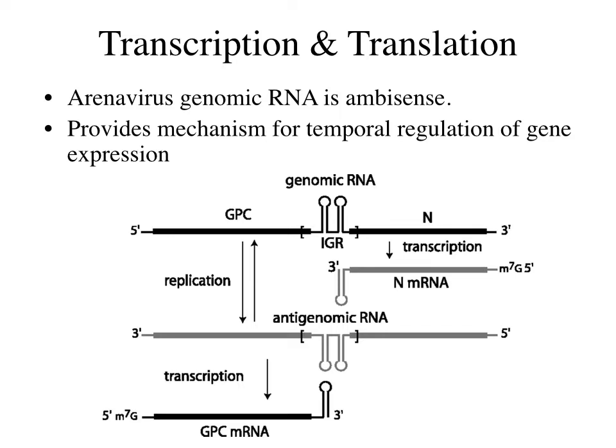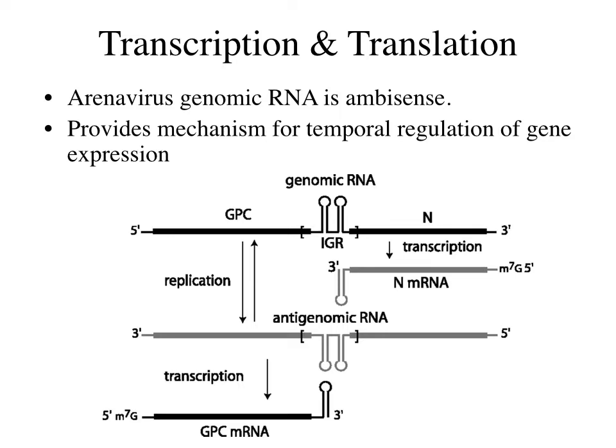As in bunyaviruses, synthesis of arenavirus mRNA occurs in the cytoplasm using a primer that is snatched from cellular mRNA. So we have cap snatching in this virus family as well. And there's a secondary structure in the RNA between the two ambisense genes that causes termination of transcription, and the mRNAs are not polyadenylated.